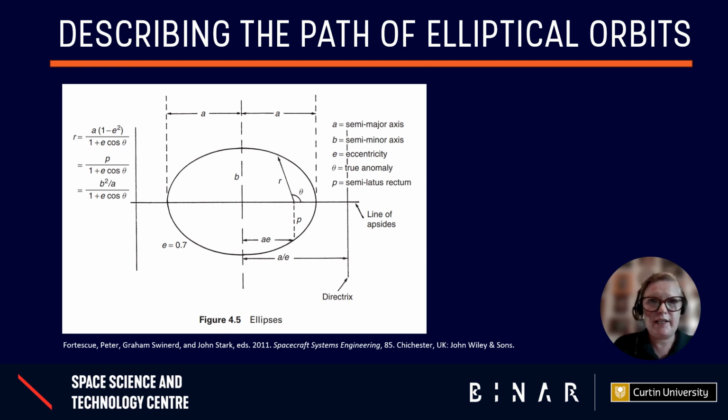And eccentricity is the other important one to get off this diagram, because as we've discussed before, that's basically how stretched out our ellipse is. So if the eccentricity was 0, it would be a circle. And if the eccentricity is something like this, it's probably about 0.7.